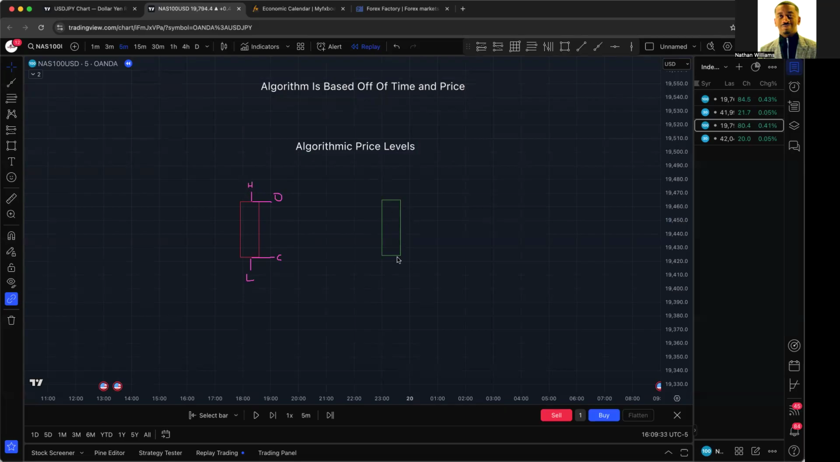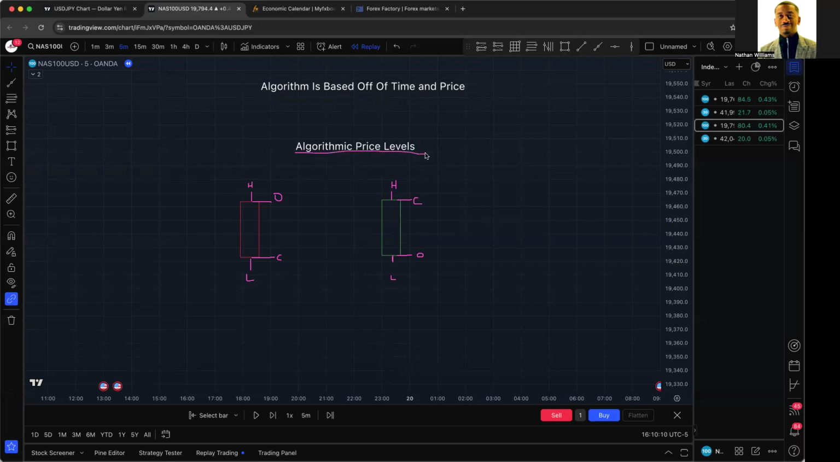Now, if it's green, that means we opened down here and we closed above the open price. That makes a candle green: we opened lower, closed higher. Whether we have a wick here, that's always going to be the high, and a wick down here is always going to be the low. That is how these candle bodies are structured. We don't really care about the high and the low. We care about the body of the candle, where it opened at. We care about the open price. The open price is going to be your algorithmic price level.